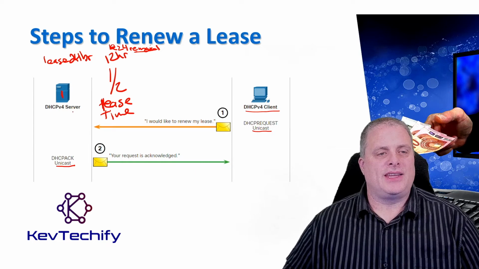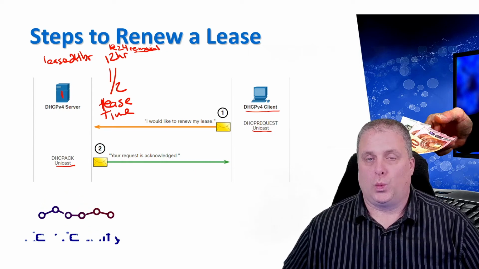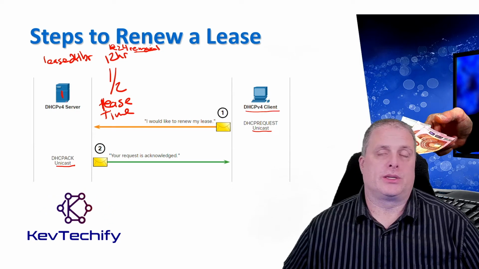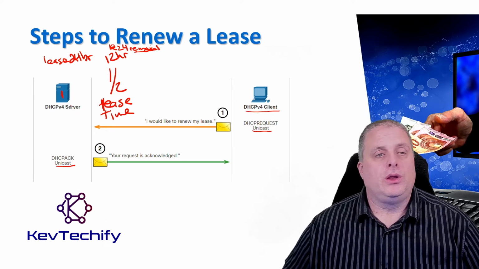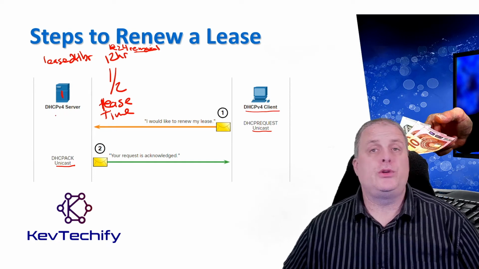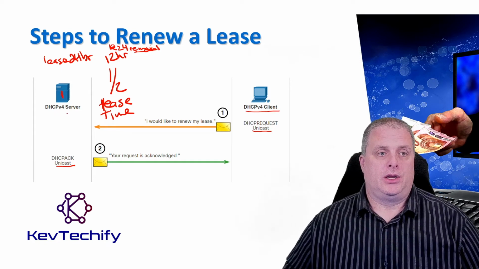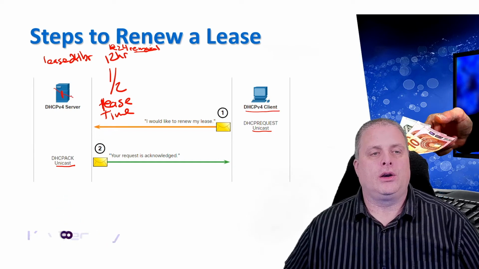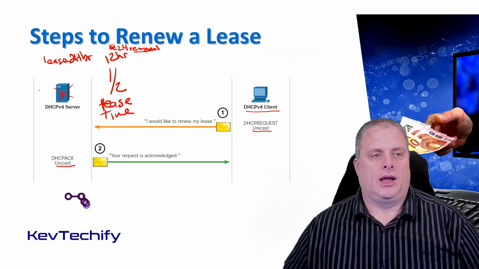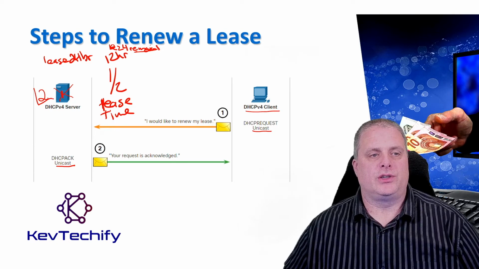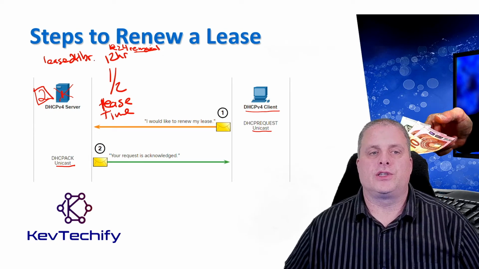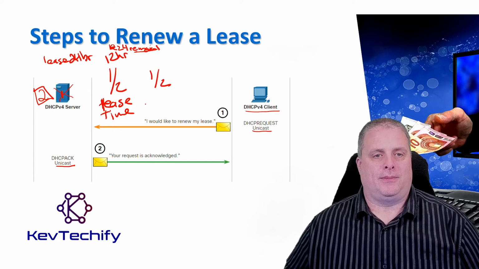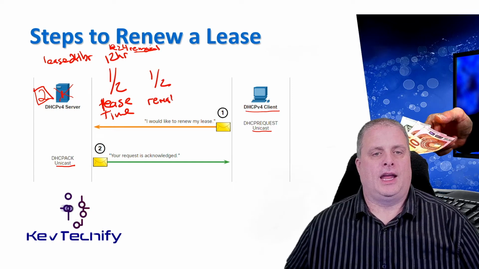What happens if that DHCP server is not available? What happens if maybe you're rebooting it, you're doing some maintenance on it, maybe you change DHCP servers, you're doing an upgrade, and so this DHCP server is no longer there. Now they have to use DHCP server 2. Maybe that's why you had a couple DHCP servers on your network. Well, now we wait for half of the remaining time.